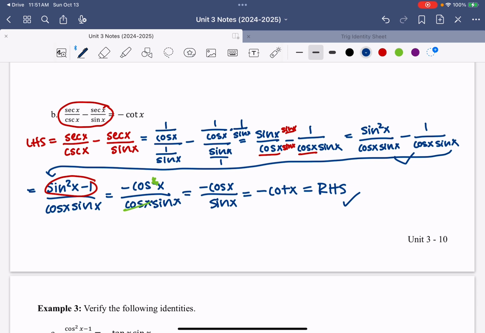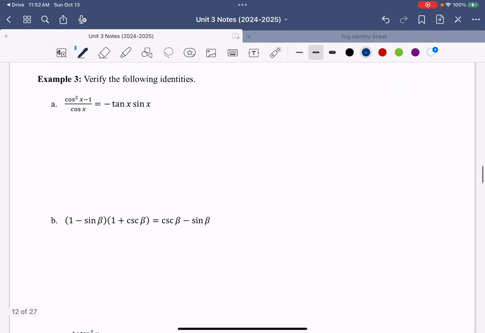All right, okay. Hopefully we're feeling okay. Let's switch over our page, and we'll do a couple more examples. In example 3, same thing, we're just doing some more trig identities. I'm going to look at example A. I have cosine squared x minus 1 over cosine x, and we're trying to make that be negative tangent x times sine x. Again, usually it's helpful to look at the more complex side, which in this case is my left-hand side. So I'm going to say that my left-hand side is equal to cosine squared x minus 1 over cosine x.